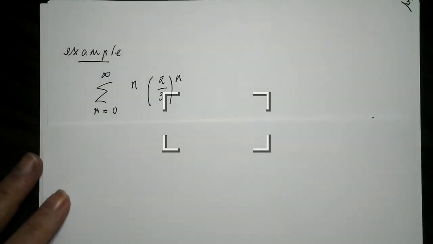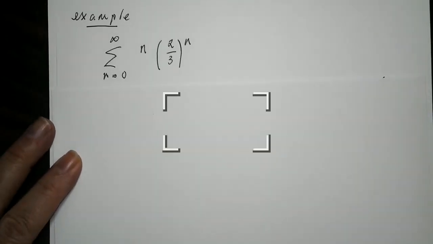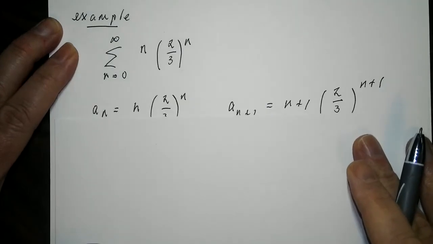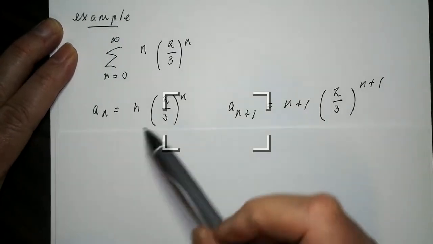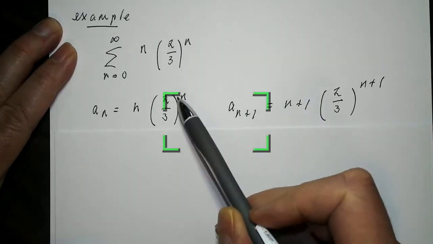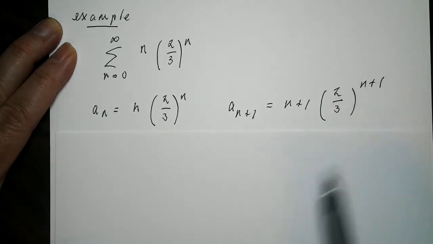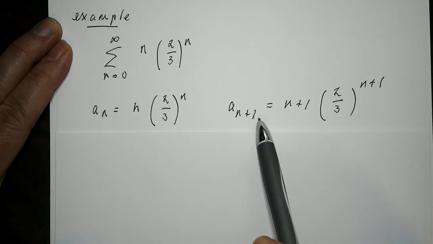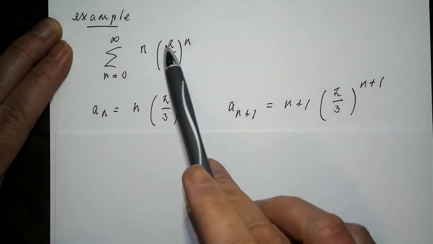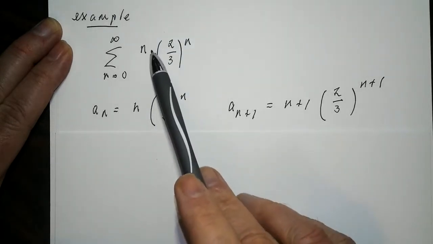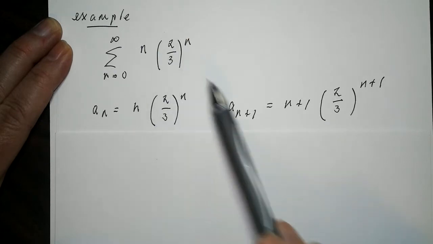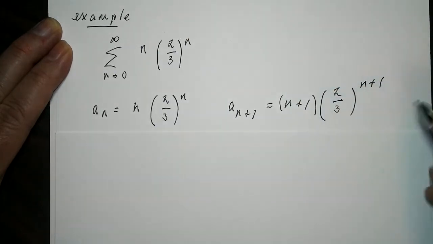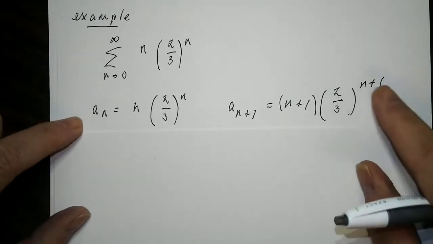So let's go back to our example: n times 2/3 to the n. The first thing we want to do is write down what the nth term is. That's just n times 2/3 to the n power. Now we need to write down the term a sub n plus 1. The way we do that is we take this formula, and everywhere we see an n, we replace n with n plus 1. So I should be careful and put parentheses there. So that's the first step.